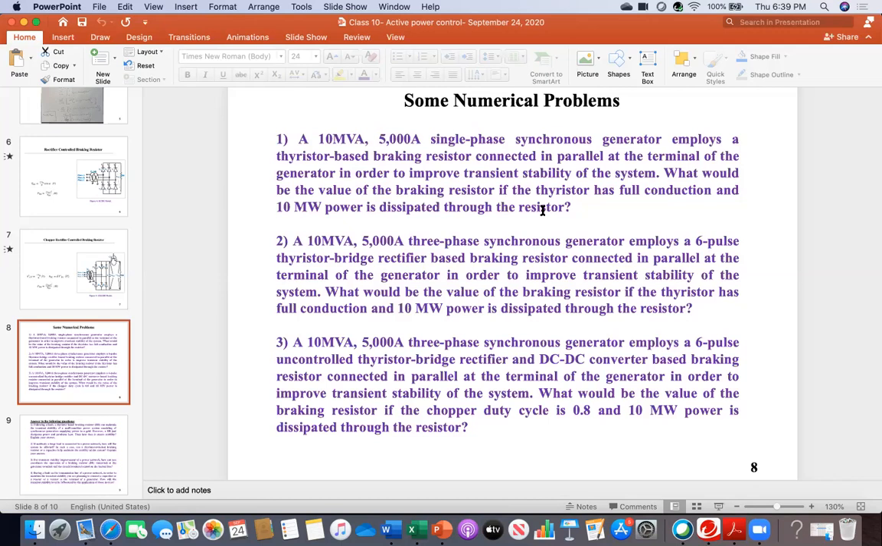Everybody note down that in 3 Vm over pi, Vm is the peak value of the input line voltage. So once you calculate the line voltage, which is 1154, you have to multiply by √2. That will be the Vm. Then what is the final value of R, the braking resistor? It's 0.243. Yes, exactly. Now everybody is on the same page.